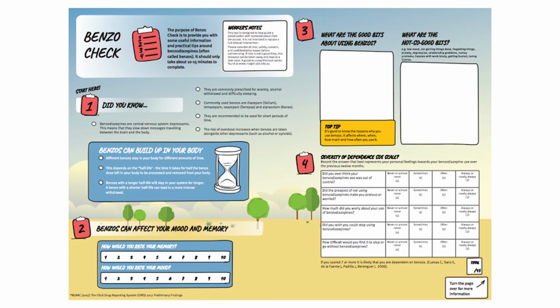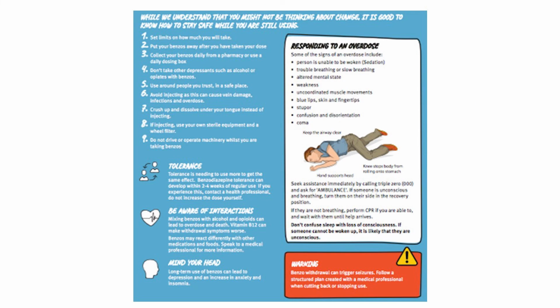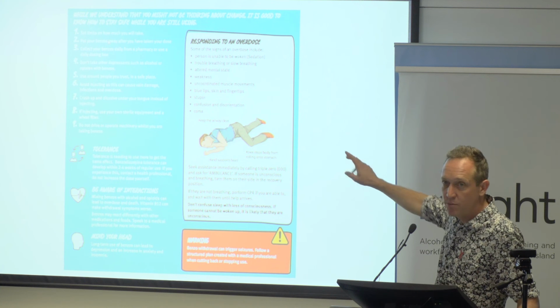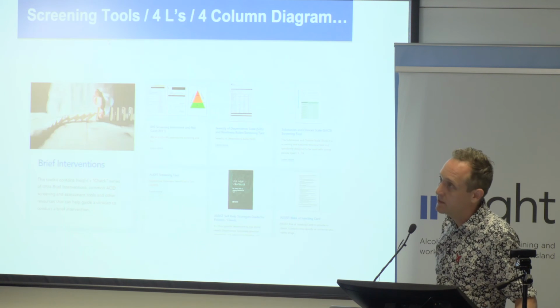Benzo check, which was the hardest to do because they are the hardest class of drug to work out how to respond to. In the end, we decided to put a severity of dependence scale into benzo check to make that worthwhile, and we talk a little bit more about build-up and half-lives and affecting mood and memory rather than readiness to change, because that's kind of part of the SDS anyway. For substances where there's a risk of overdose, we've put some basic overdose advice in it.